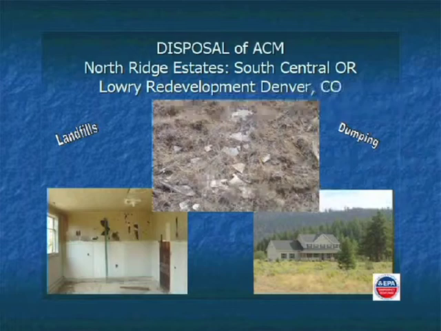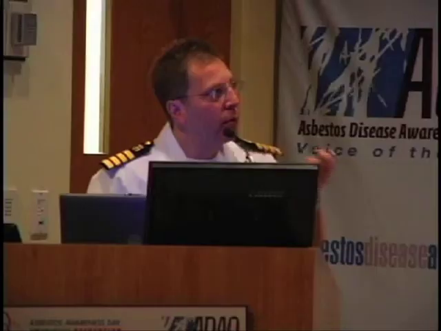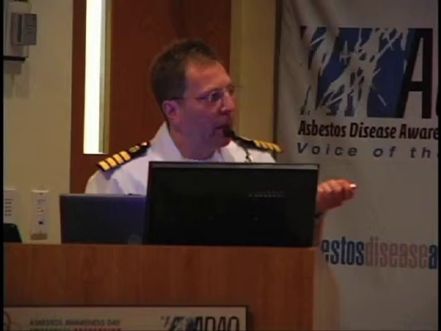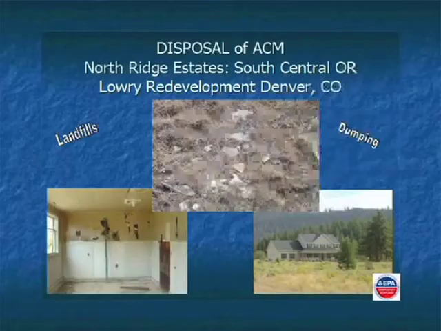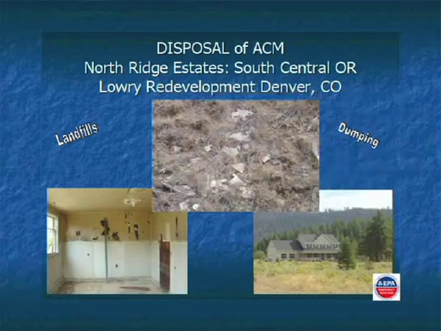And here's a situation that we're dealing with now in EPA, and this is becoming more frequent. Here was an old barracks. These are old military facilities. This one's at Northridge Estates in Oregon. We also have a situation like this in Denver, Colorado, where they just demolished these old barracks and the asbestos became kind of put into the land. It was essentially just tilled into the earth.